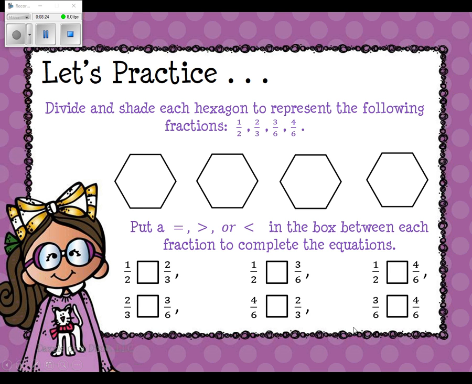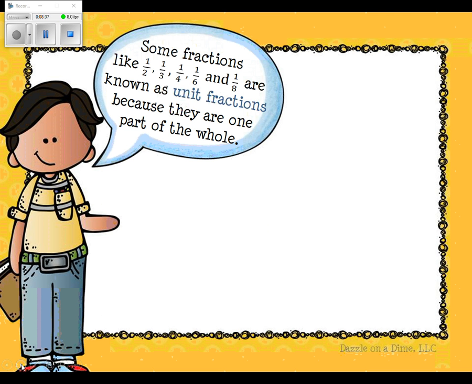And this one's the easy one. We looked at those fraction strips earlier. The denominators are the same, so I simply compare the top. 3 is less than 4. So 3/6 is less than 4/6. And that should be it for today.